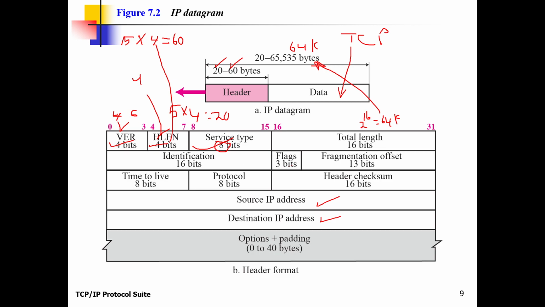Then we have flags, which is 3 bits. This field is used in fragmentation. So this and this are used when you have fragmentation. Again, why do we need fragmentation? When the data is bigger than the size supported by the layer below, we have to divide the data into fragments. And also in here, the fragmentation offset, which is 13 bits. So the whole line in here is used for fragmentation. Then we come to time to live, and I think we explained that before. What is time to live?